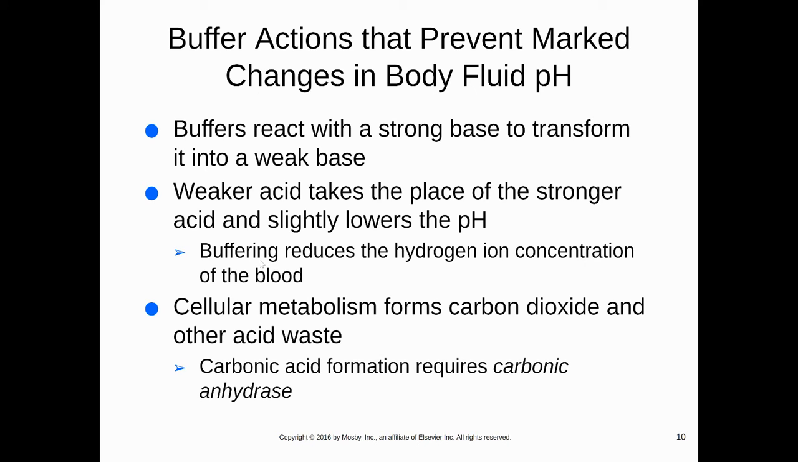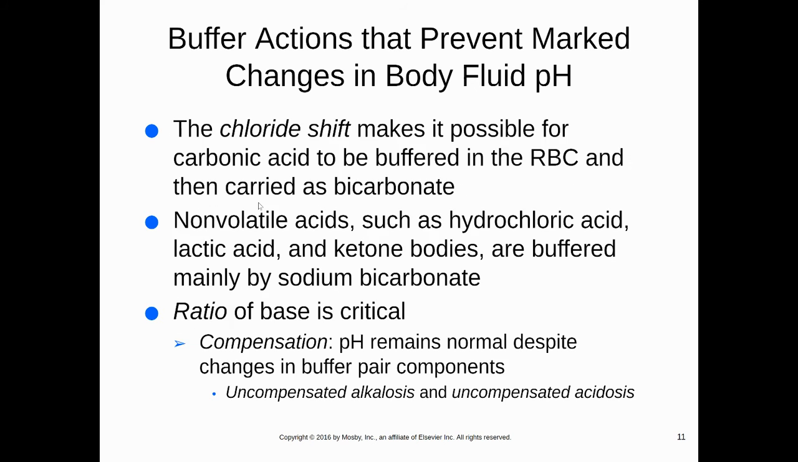So the idea here is that buffering can help lower the hydrogen ion concentration within our blood so it's not at a dangerous level. With cellular metabolism, we often form carbon dioxide, and it's most likely going to form carbonic acid, which is what we carry through our blood. That can change our pH very easily, but because we have this buffering system, we don't have to worry about that.